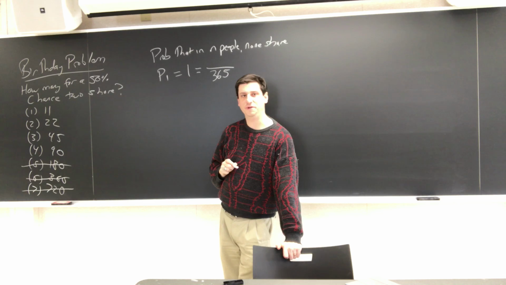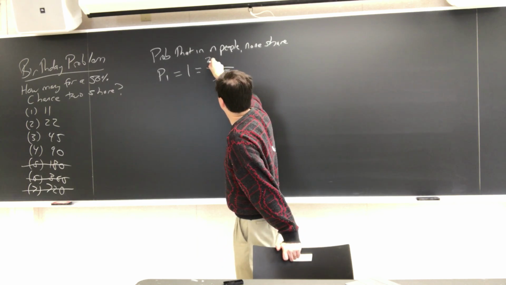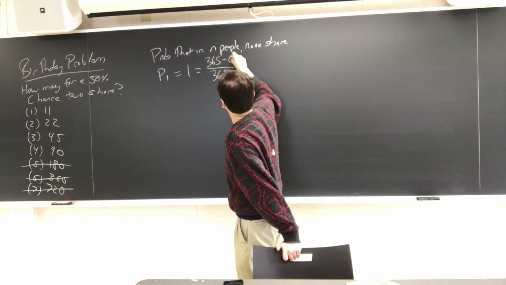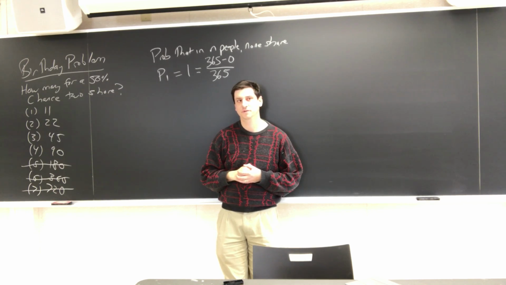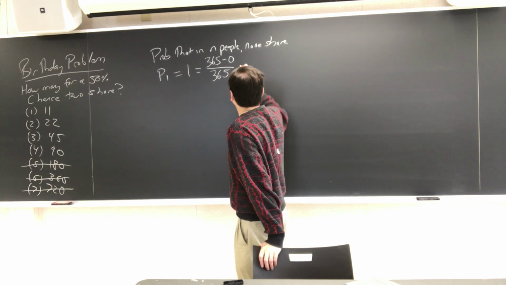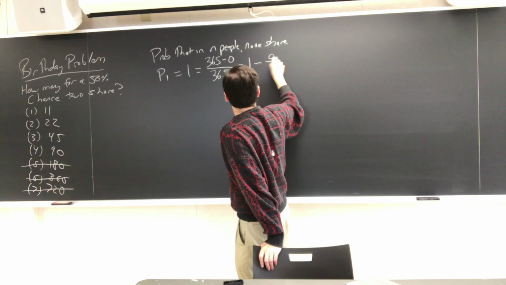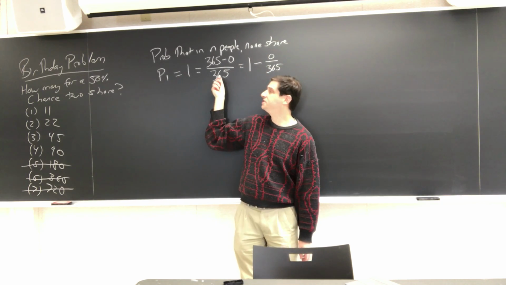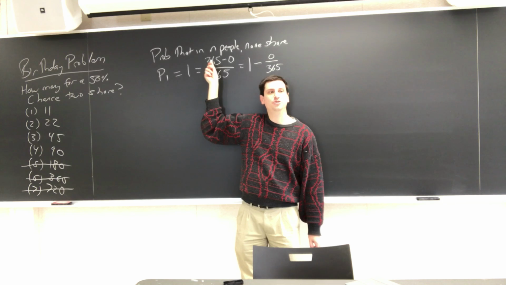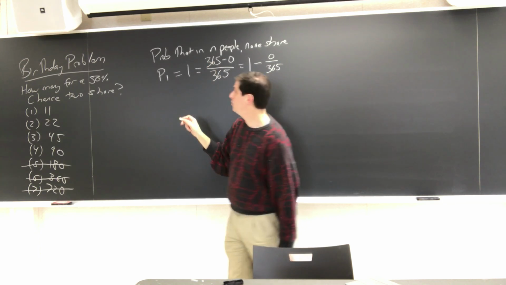So what would the numerator be? 365. Right. And now somebody had mentioned 0. I'm actually going to write it as 365 minus 0 over 365. Or, if you want, you can write this as 1 minus 0 over 365. There are 365 days available. Any day is good. Now let's calculate P2.